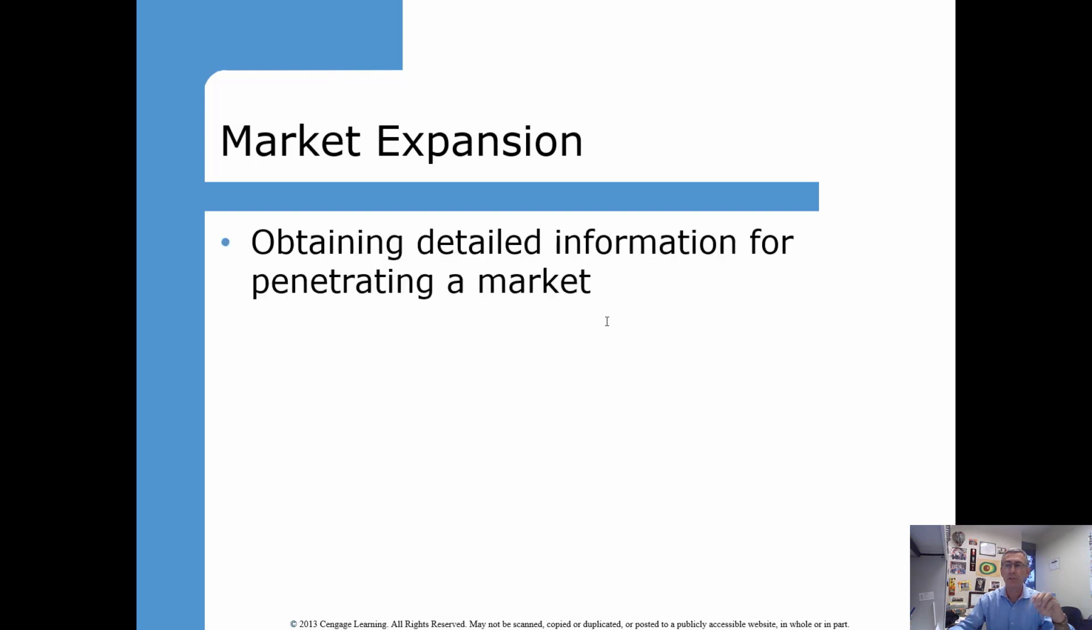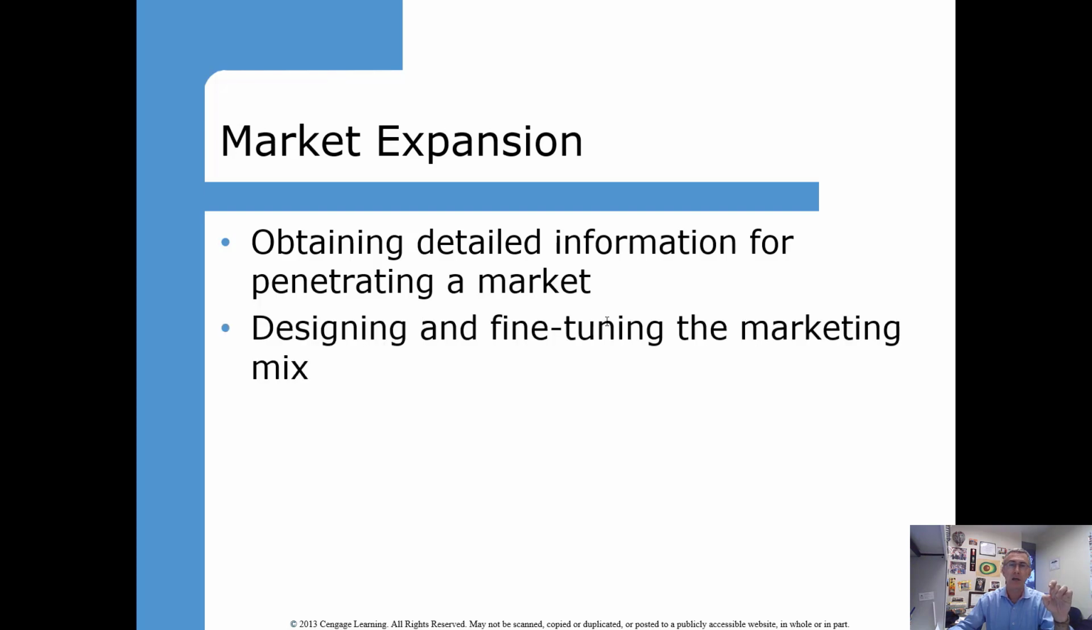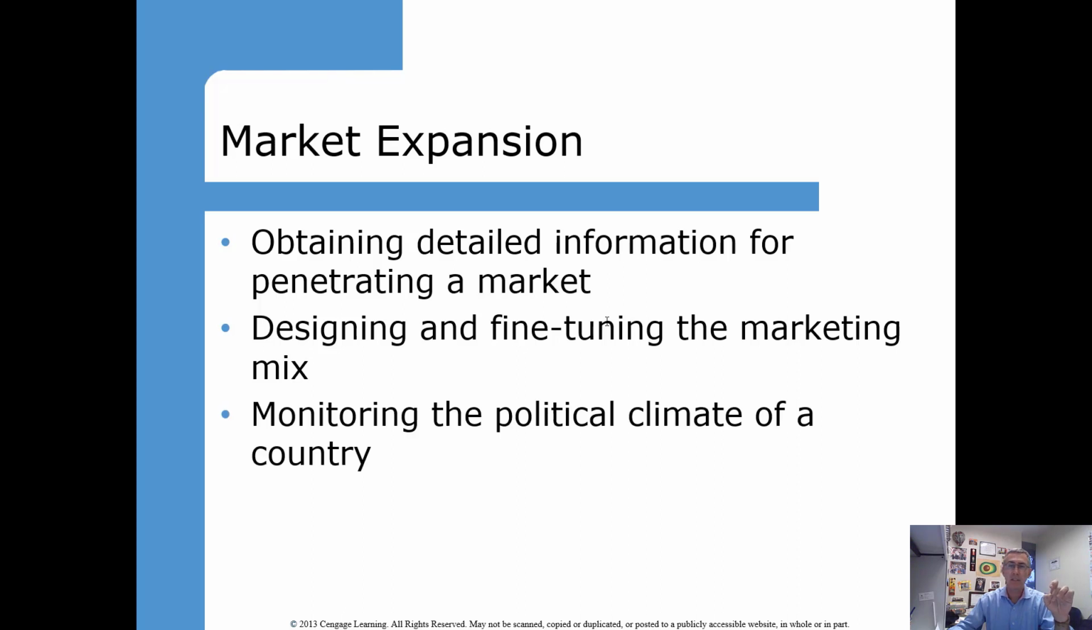Market expansion. Now we're looking at obtaining detailed information for penetrating a market, designing and fine-tuning the marketing mix, and monitoring the political climate of a country. Things change. People come and go. There's an election going on right now in Turkey. So here we are.